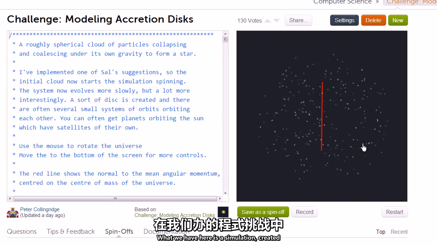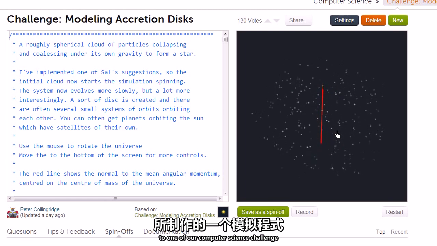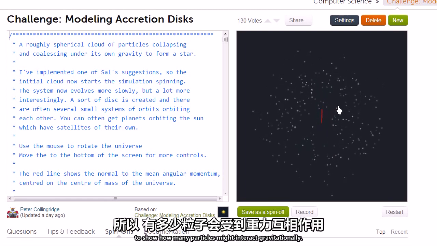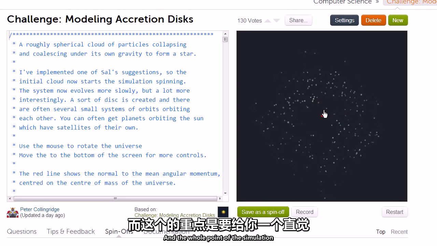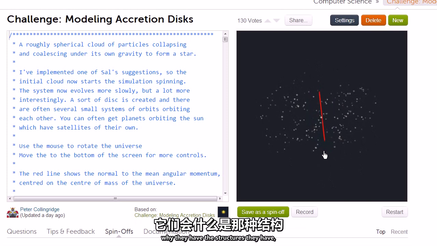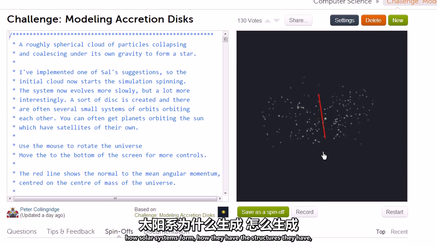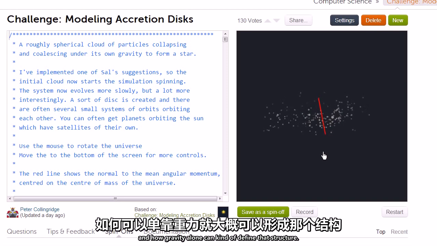What we have here is a simulation created by Peter Kolengridge in response to one of our computer science challenges to show how many particles might interact gravitationally. And the whole point of the simulation is to get an intuition for how galaxies form, why they have the structures they have, how solar systems form, and how gravity alone can kind of define that structure.